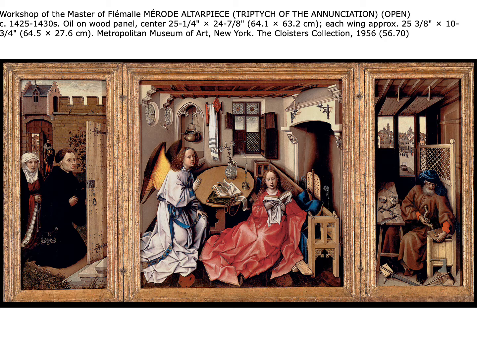This is the Merode altarpiece. It was a small triptych, and it was made for private use in a chapel. It's currently at the Metropolitan Museum of Art in New York, in the cloisters, where the tapestries that Anne of Brittany commissioned for her husband for France is located.